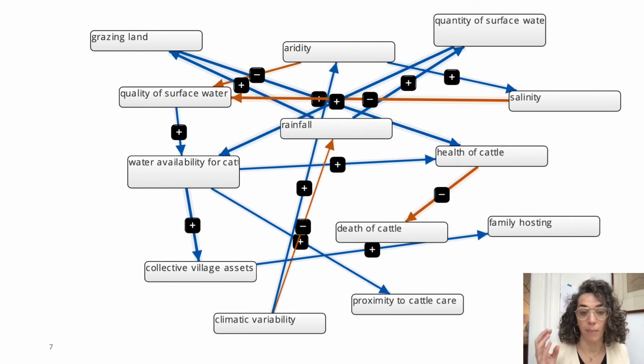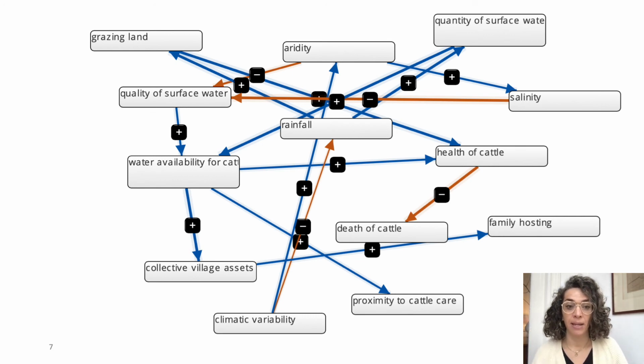So what do we mean? If you look at health of cattle, there's a red arrow towards death of cattle. And how you can understand this is that there's a negative influence. If the health of the cattle increases, there's a negative influence on the death of cattle. So that means it's a bit tricky because it's a double negative in this case, but if the health of cattle increases, there's a negative influence on the death of cattle, meaning there's less death, meaning more cattle survive if the health increases. So let's look at another one.